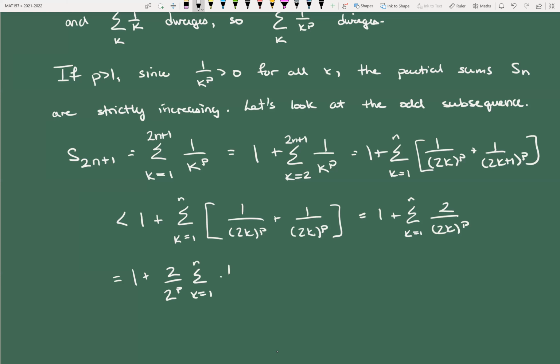So p minus 1. And now this is S_n, right? Yes. Okay. So what does that give us? I guess what I'm going to do now is cheat and say, well, S_n is less than S_{2n+1}. And I know that this is an increasing sequence. So this thing here is strictly less than 1 over 1 plus 2 to the p minus 1 times S_{2n+1}.